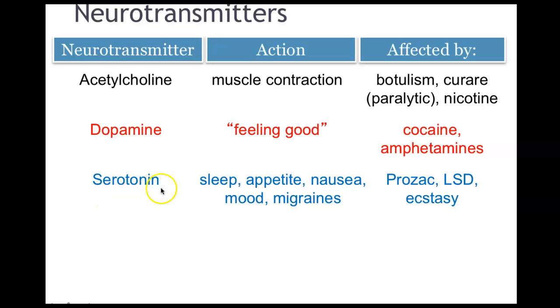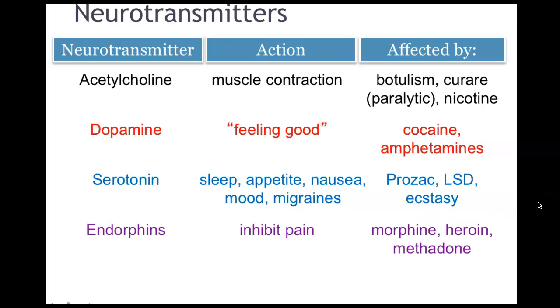All right, serotonin is going to regulate sleep, appetite, nausea, mood, migraines. Your drug Prozac is going to be a selective serotonin reuptake inhibitor. It's used for depression. LSD is going to have an effect, and ecstasy is also going to have a major effect on serotonin, the neurotransmitter. You will find out about that in Mouse Party today, so stay tuned.